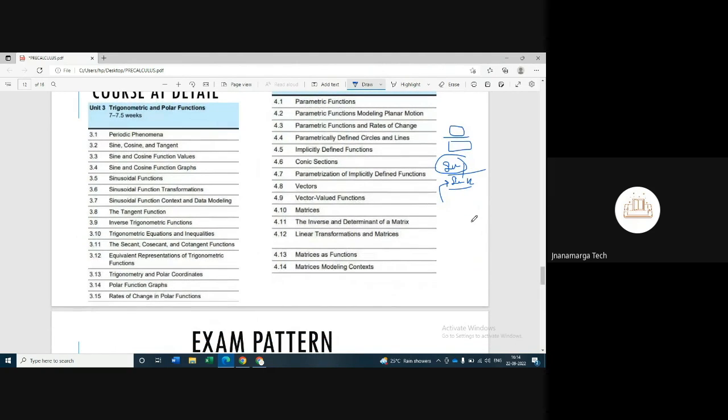Then we will be talking about parametrically defined circles and lines, how the conic sections work, and the parabola, the ellipse, and the hyperbola. All of these conic section values are going to come in, and we will be learning about the equations of the same. Finally, we will be learning about vectors and matrices.